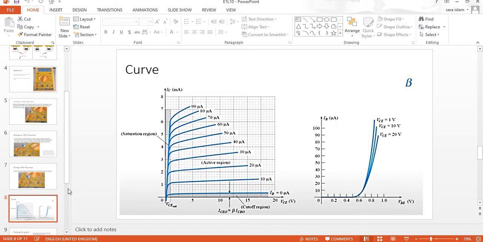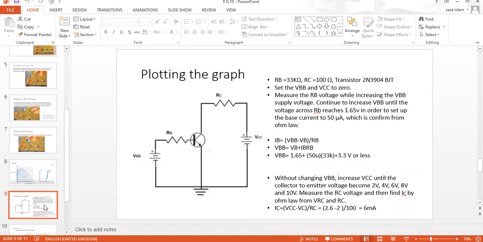So two types of characteristic हैं. One is between the output current I collector and the output voltage VCE, and the other graph is between input current IB and the input voltage VBE, right? ये दो graphs हैं जो हमने plot करने with the help of Multisim, right? So this is our circuit for this specific scenario.